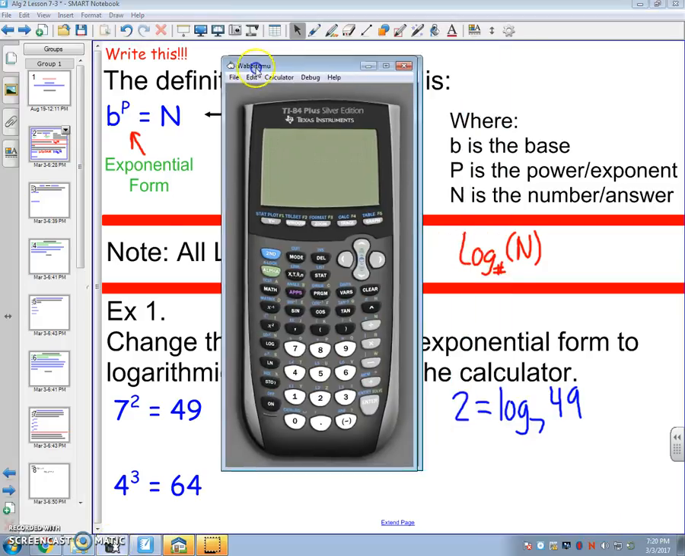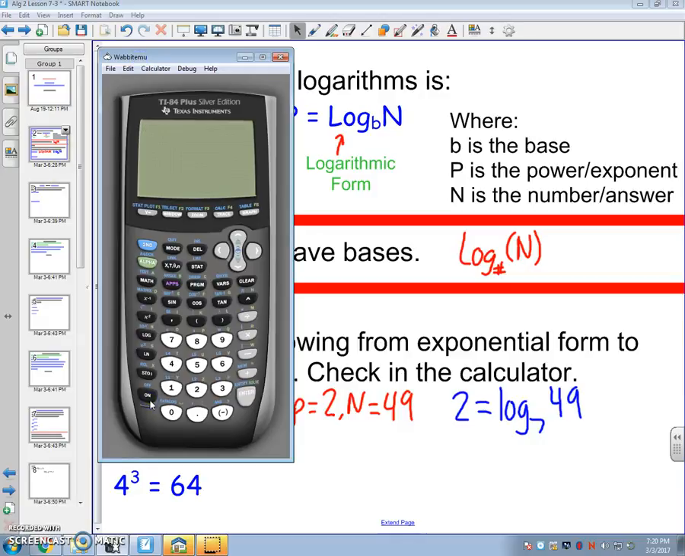In the calculator, you're going to press math. You're going to go up to A. It says log base. Press that. So there's the base. Put that number 7 down there. And inside it says 49. If I click enter, you'll see it says 2. So 2 equals log base 7 of 49.